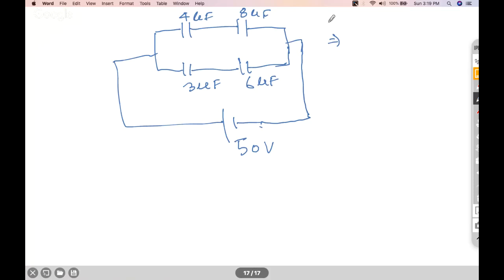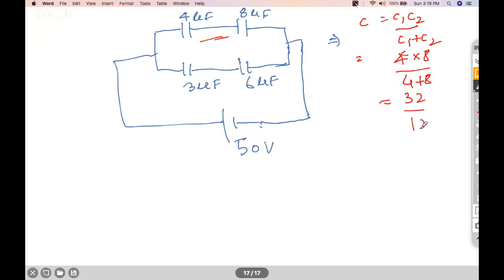So this is in series, capacitance 4 and 8. So let me write it. Let me not do it with this method. C equivalent for series is equal to C1 C2 divided by C1 plus C2. So for 4 and 8, for the upper circuit, this would be 4 into 8 divided by 4 plus 8. So how much does it come? 32 by 12. So it becomes 8 by 3.